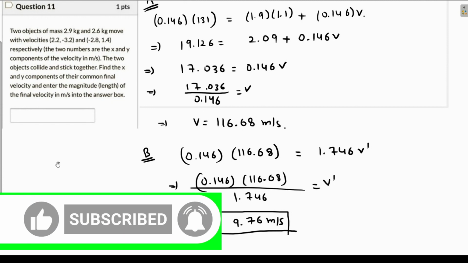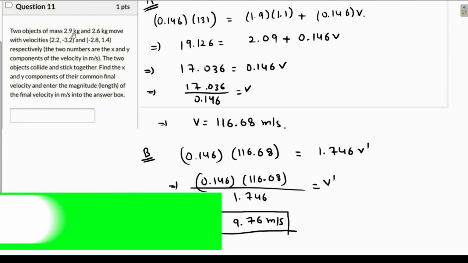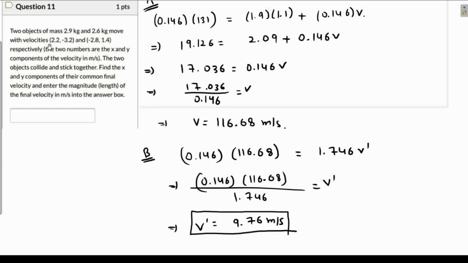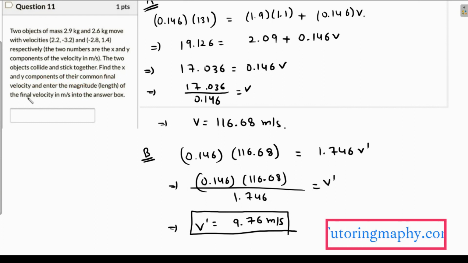Let's talk about question number 11. Two objects of mass 2.1 and 2.6 kilograms move with velocities 2, negative 3.2 and negative 2.8, 1.4, which means that these are the x and y components of the velocity. The two objects collide and stick together. Find the x and y components of their common final velocity and enter the magnitude of their final velocity in meters per second into the answer box.